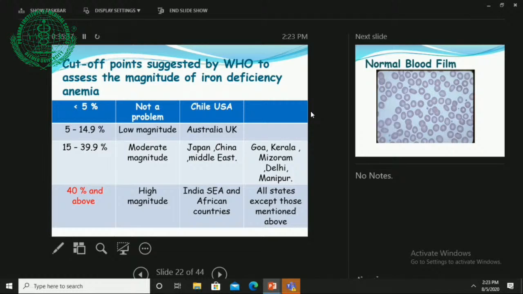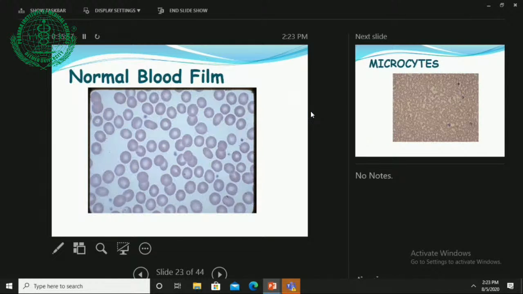So prevalence is more than 40%. And regarding countries, India, Southeast Asia region and African countries, Africa. So these contribute to most of the population who are anemic. So that was regarding the WHO cutoffs.